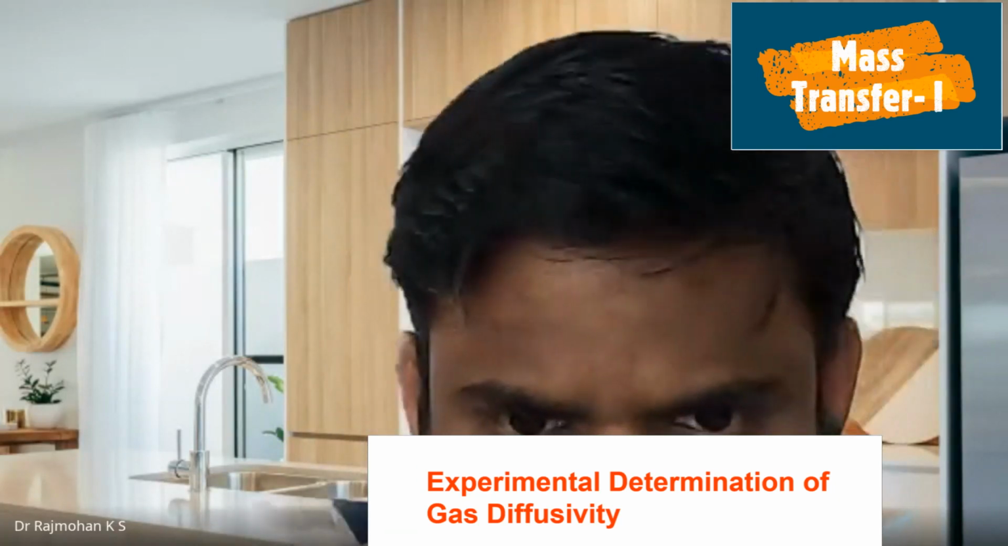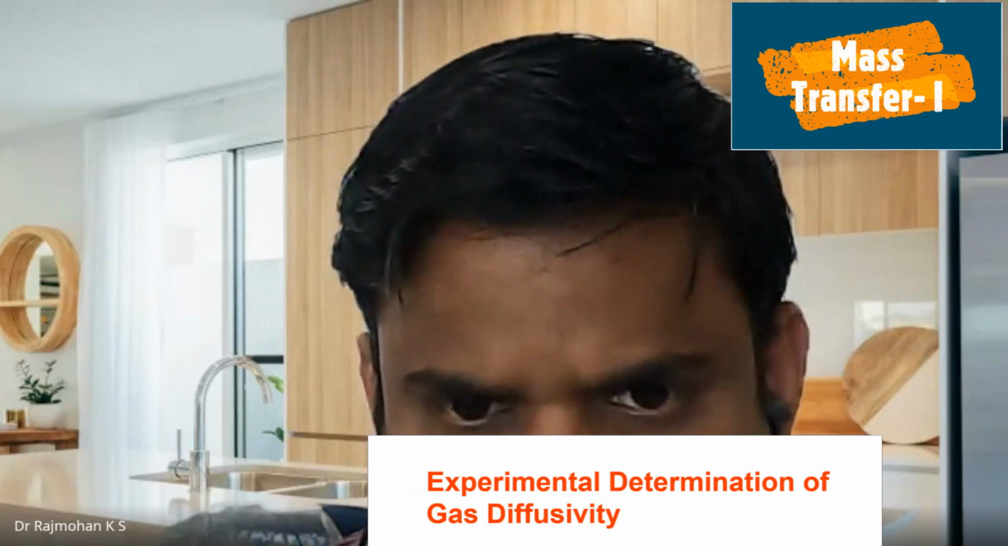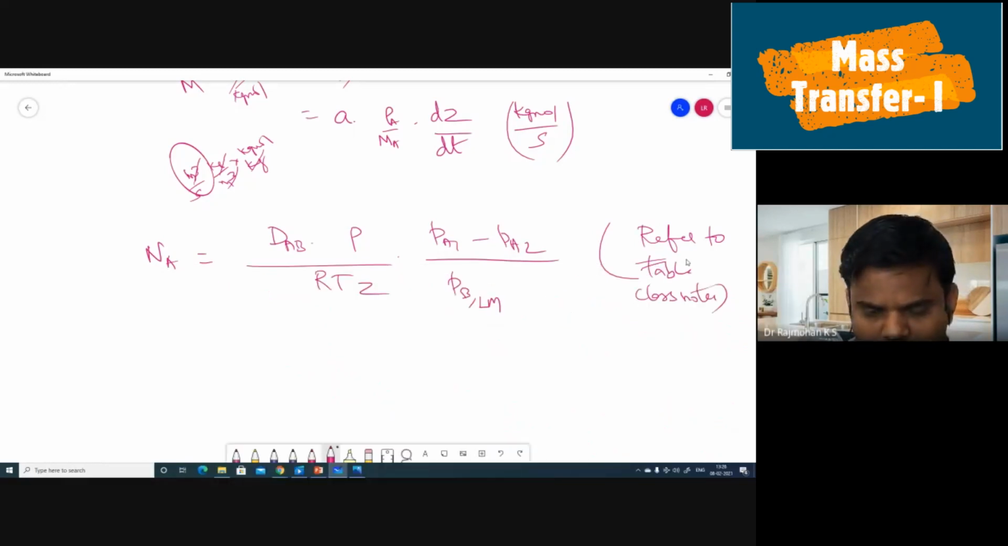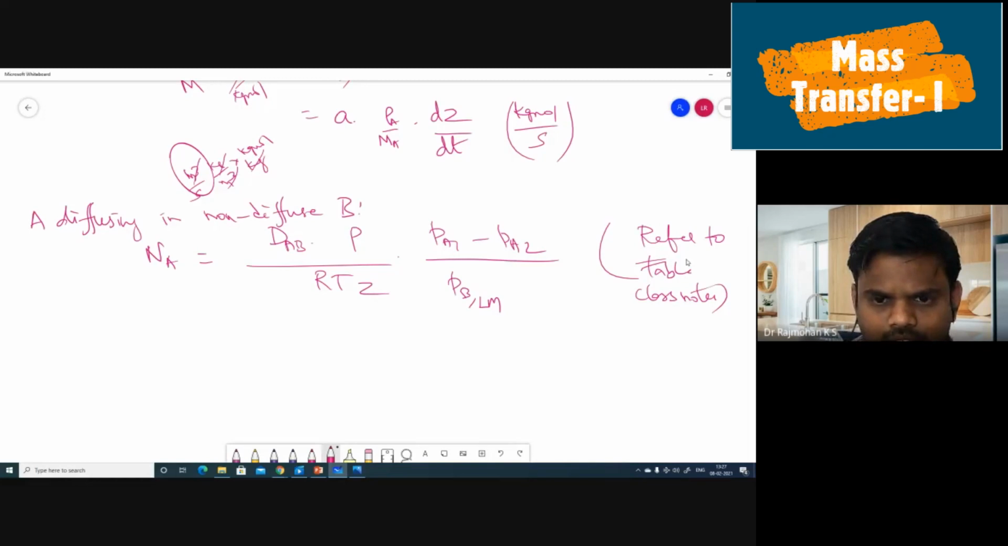Good. So what is the expression? Same equation, right? The flux NA for A diffusing in non-diffusive B is given by DAB P by RTZ into PA1 minus PA2 by PB logarithmic mean. Referring to our own class notes table, we have derived an expression for A diffusing in non-diffusive B. Starting from the general expression for fluids, we simplified it in terms of partial pressure to get NA equal to DAB into P by RTZ into PA1 minus PA2 by PB logarithmic. So this is the flux expression. Now we have assumed the pseudo steady state is applicable. So what can we do? This can be equated there, right?